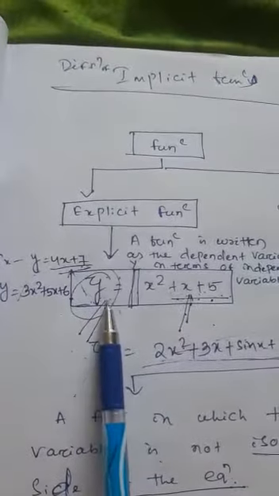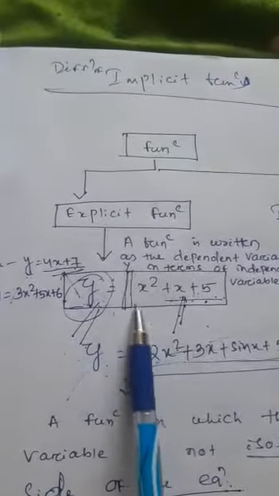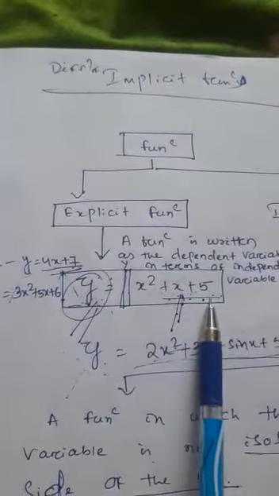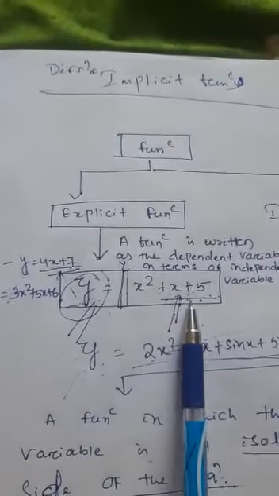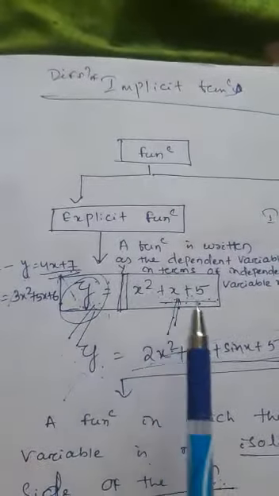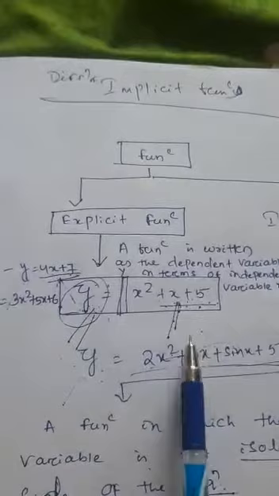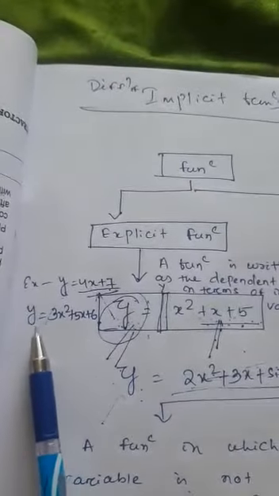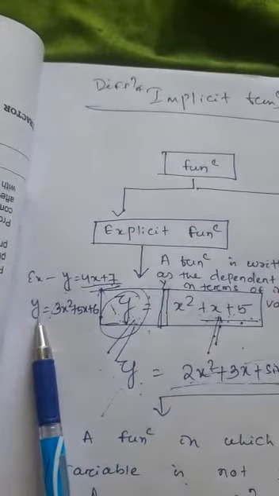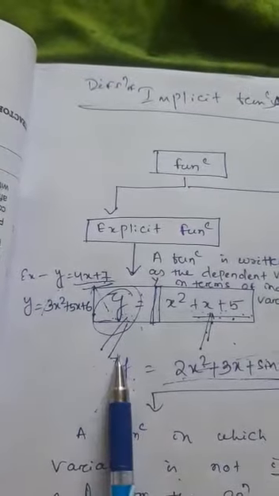Similarly, the second example, y equal to x square plus x plus 5. Y on one side, x on another side. Y is the dependent variable and x is the independent variable. So y in terms of x, dependent variable on one side and independent variable on the other side. Similarly, one more example, y equal to 3x square plus 5x plus 6. Again, y the dependent variable is on one side, x the independent variable on the other side.